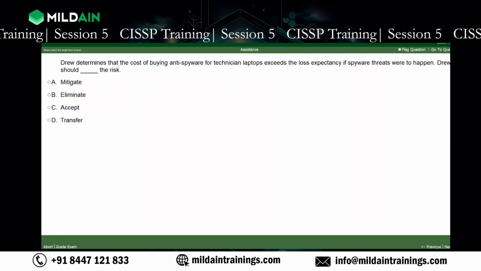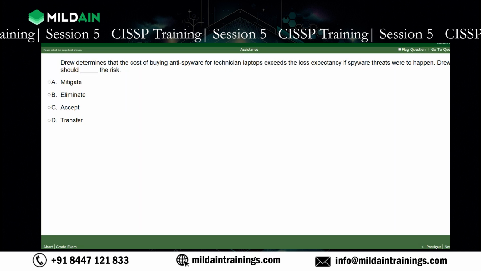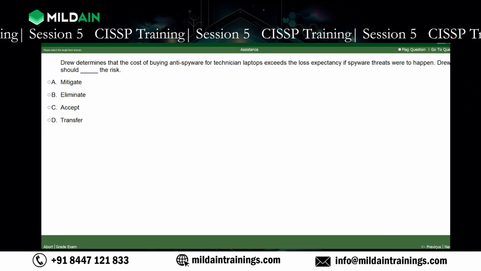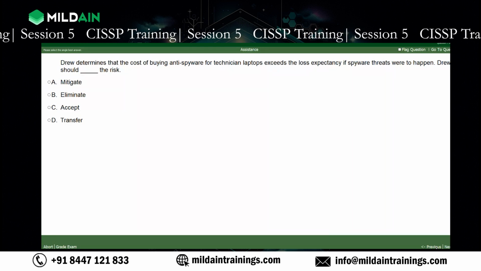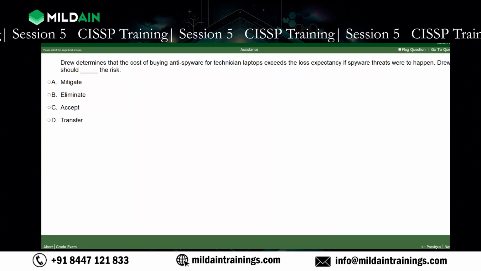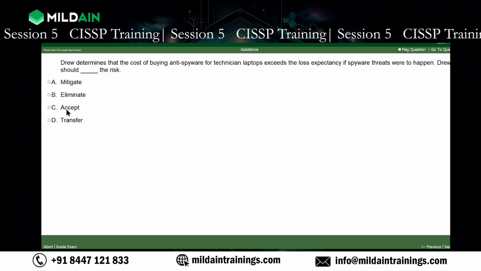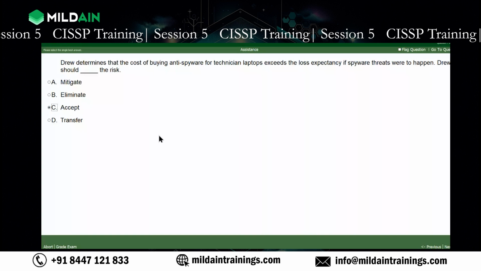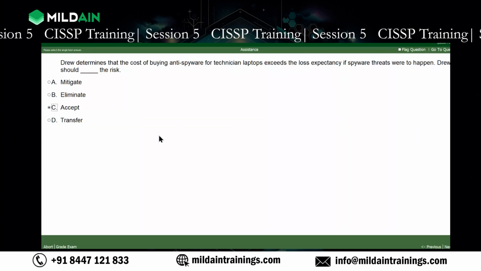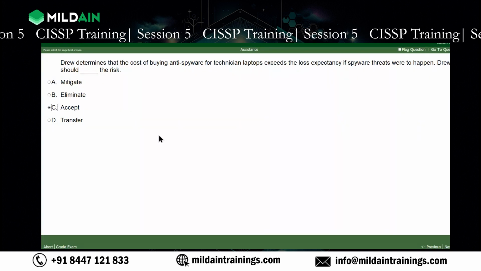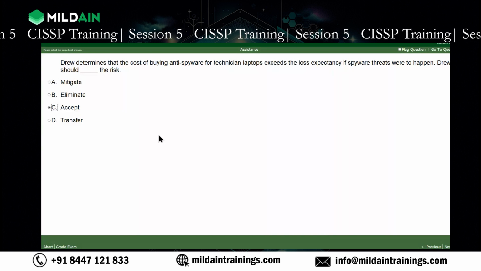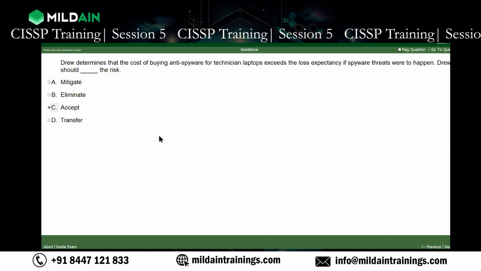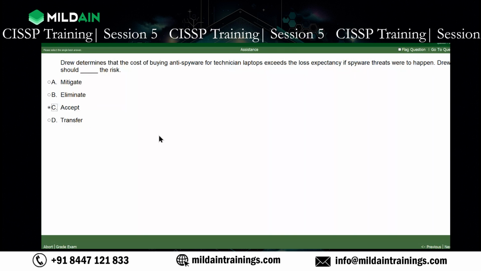Dave determines that the cost of buying anti-spyware for technician laptops exceeds the loss expectancy. If spyware threats were to happen, what should Dave do with the risk? So how do you say it is accepting the risk? Can anyone explain? Okay, the correct answer is, in this case, when the cost of protecting the assets is too much, it does not make financial sense. So Dave should accept this risk because it would cost less if the threat actually happened.